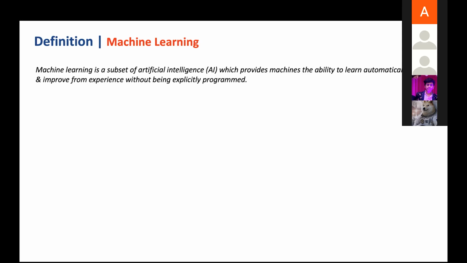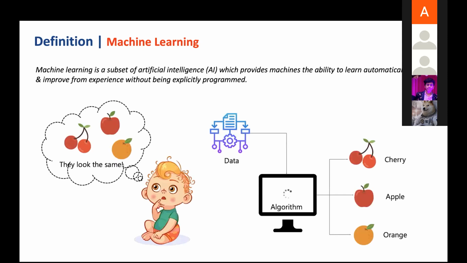So let's say we put a certain algorithm in the machine, so the machine can learn, and on the basis of that learning, it can predict. Generally, we put a training module inside a machine. Here you can see a child who is looking at these things and thinking, what is this? Generally, we teach the child, okay, this is the apple, this is the orange, this is the cherry.